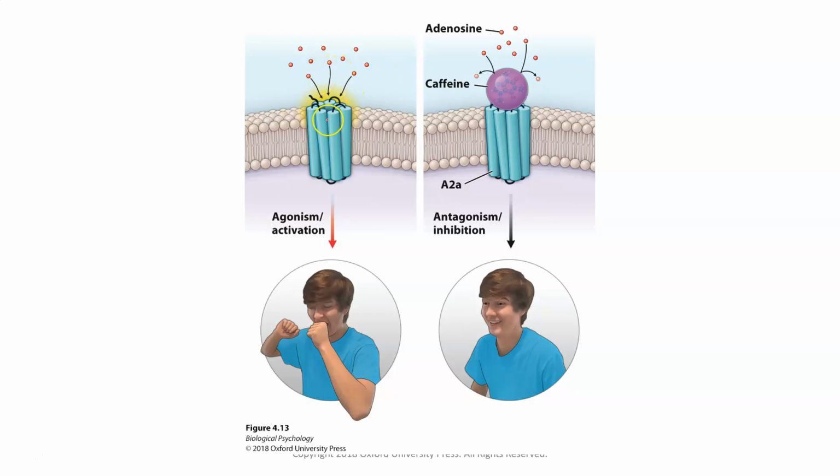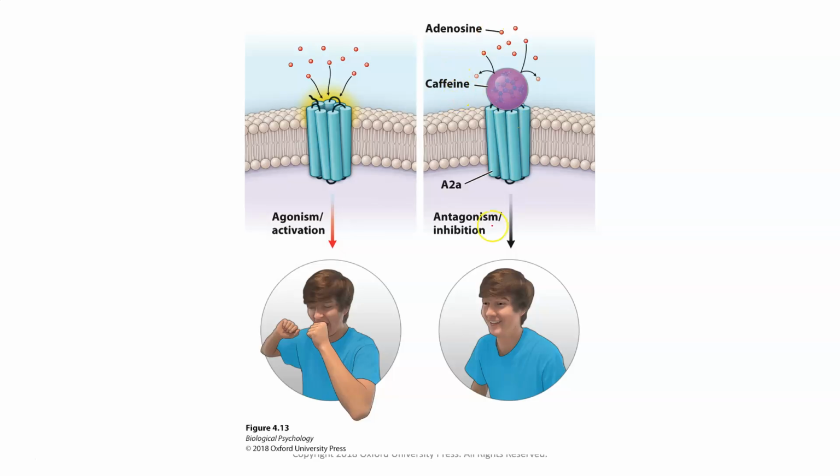When adenosine binds to its receptor, the neuron is less active, contributing to decreased arousal, attention, and increased sleepiness and tiredness. What caffeine does is it blocks the adenosine receptor, preventing adenosine from binding to it. When adenosine is not able to bind to its receptor, the receptor is blocked.